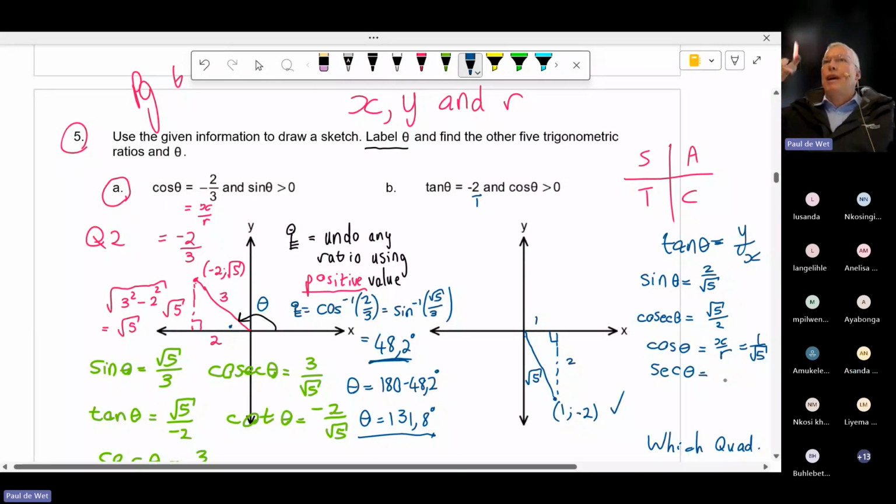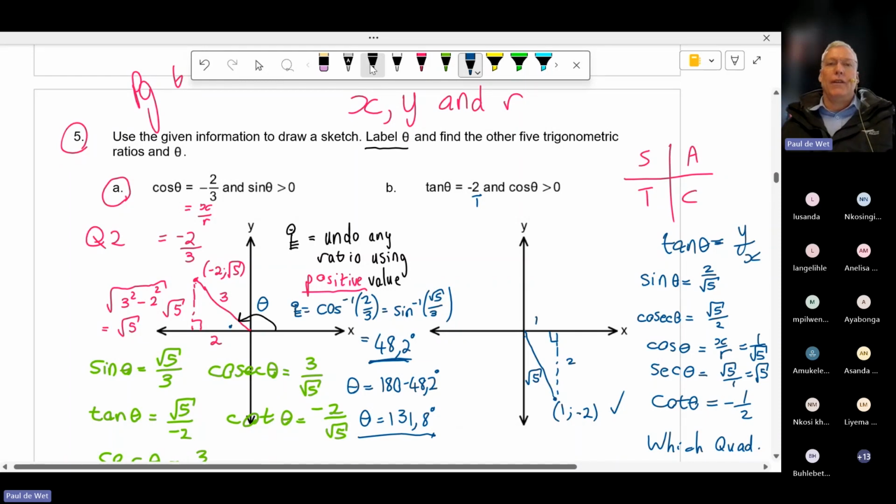Sec is just the upside down of cos. So it's root 5 over 1. It's just root 5. The last one that I haven't got is cot. Cot is just the upside down of tan. So turn negative 2 over 1 upside down and we get negative 1 over 2. This is easy if you know your ratios. If you don't know your ratios, it's impossible.